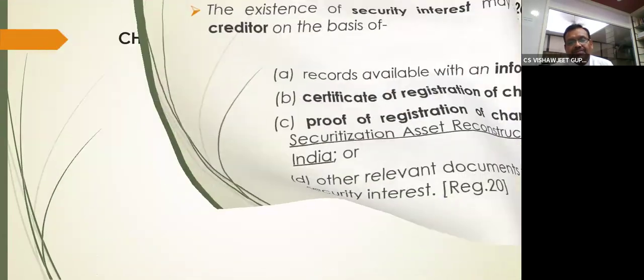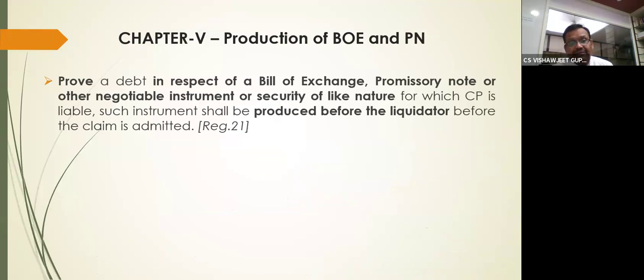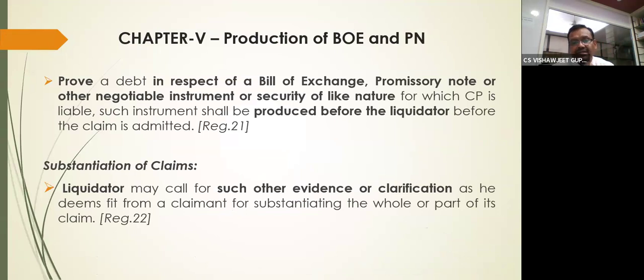Production of bills of exchange and promissory note. So if there are any bills of exchange or promissory notes, those can also be submitted. Proof of debt in respect of a bill of exchange, promissory note, or any other negotiable instrument or security of like nature for which the CP is liable. Such instrument shall be produced before the liquidator before the claim is admitted. So these are also, you can say, the claims.